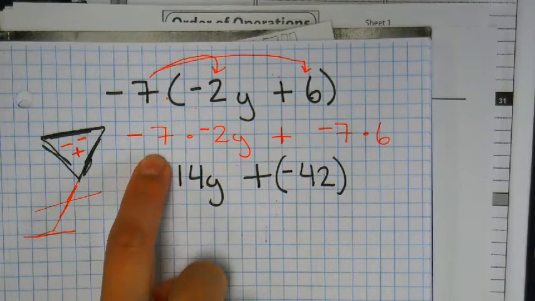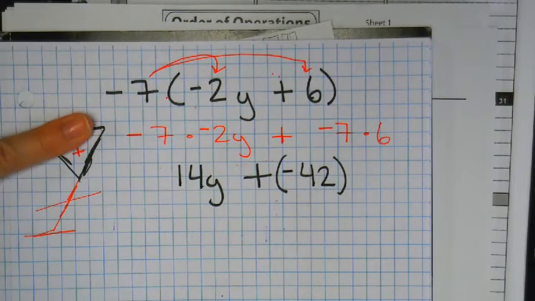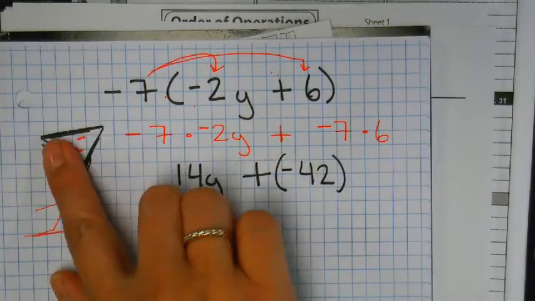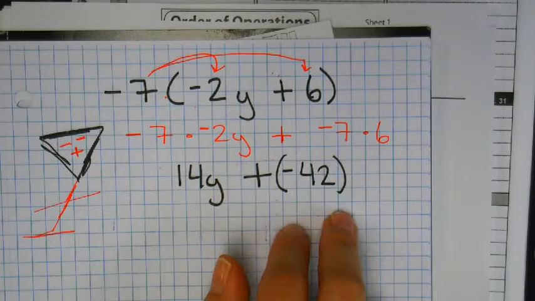So here, Dorito Man says you have 2 negatives. It equals a positive. Here you have 1 negative, 1 positive, so your answer is negative. I just put these parentheses to kind of keep it all together.